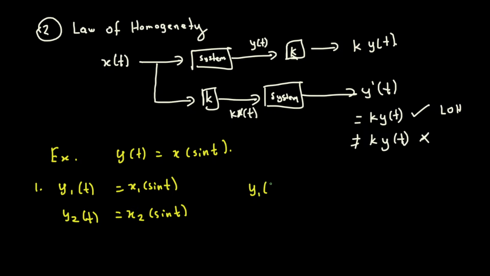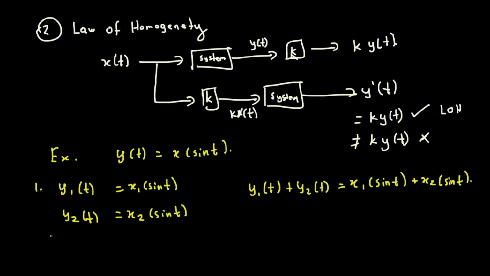So y1 of t plus y2 of t, and that automatically adds these as well, which is x1 of sine t plus x2 of sine t. Okay, and this is the first step.